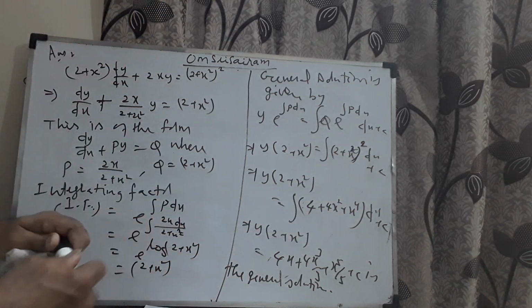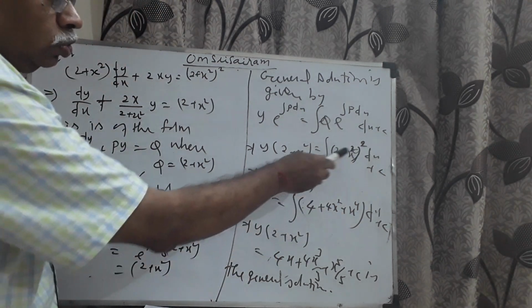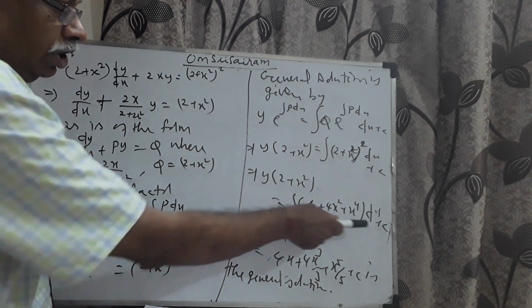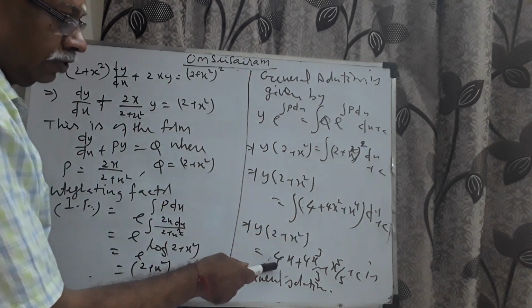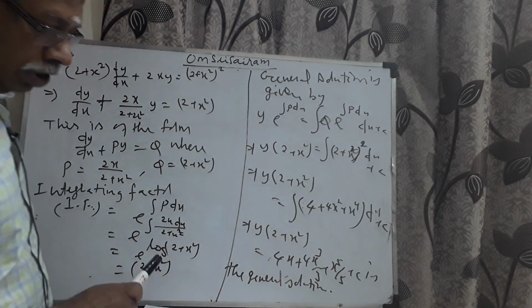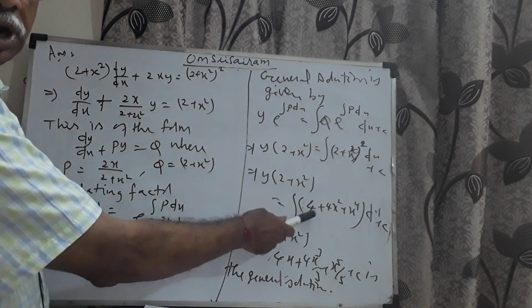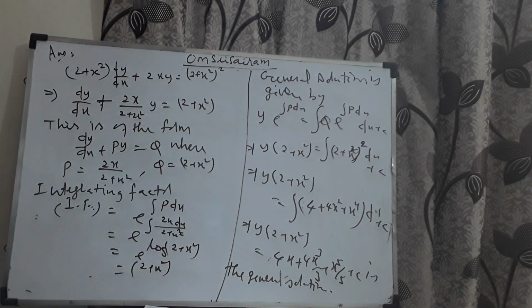Sorry. 2 square is 4. 2 2s are 4, 4x² plus (x²)² is x⁴. Therefore, integral 4 dx is 4x. For 4x², it is 4x³/3 + x⁵/5 + c. I see the correction over here. Sorry, I'm extremely sorry. Now I repeat the whole process.